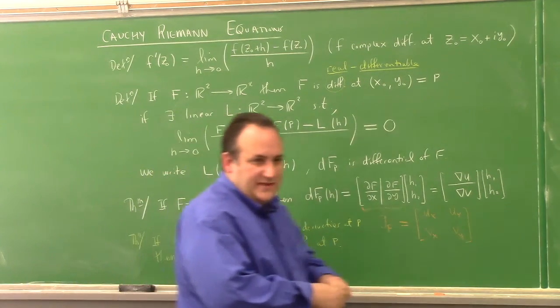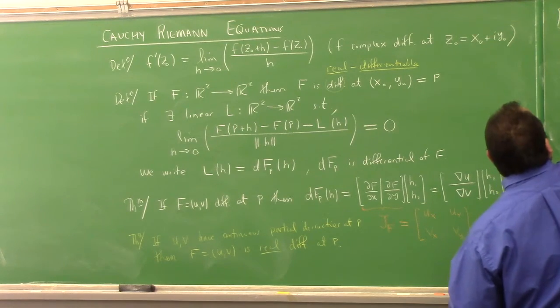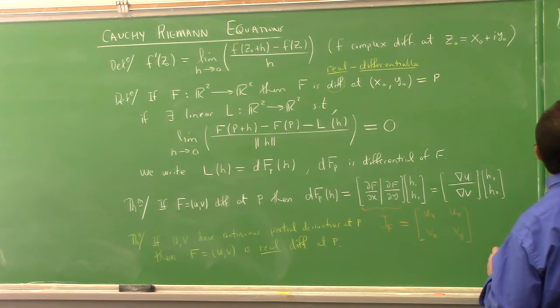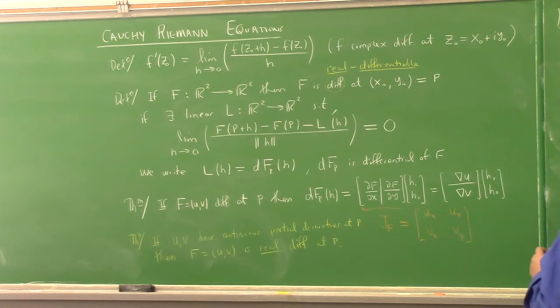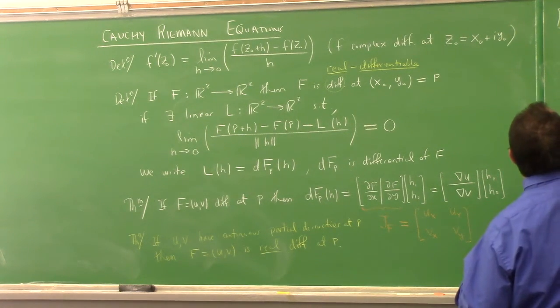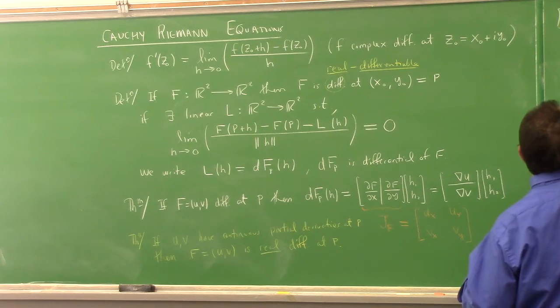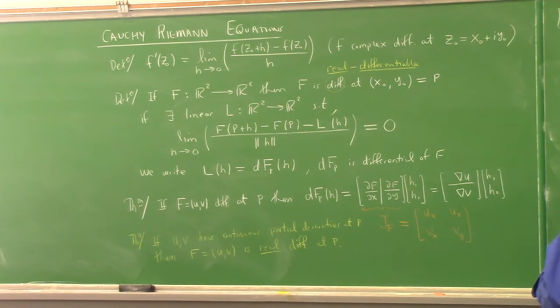Here, let me make it a little bit less mystical. Example. Last time we talked about the complex conjugate map, F of z equals z bar. So looking at this as a real mapping, we have F of x plus iy equals the conjugate of x plus iy, which is x minus iy.